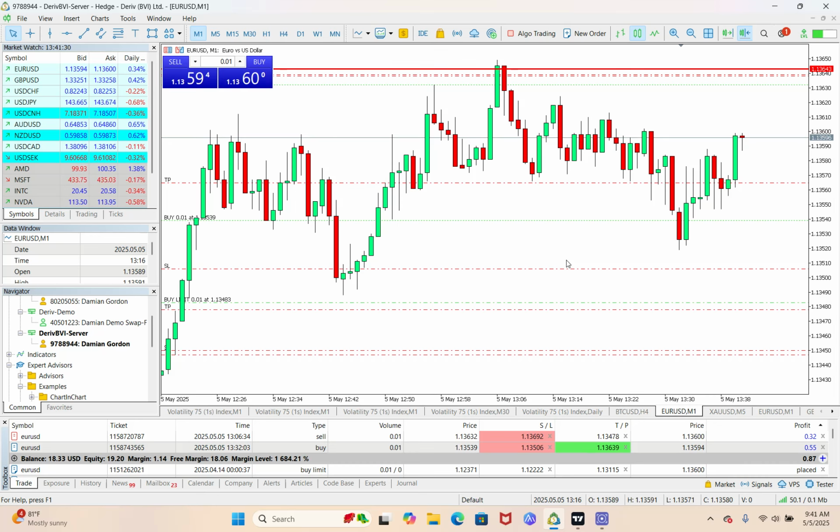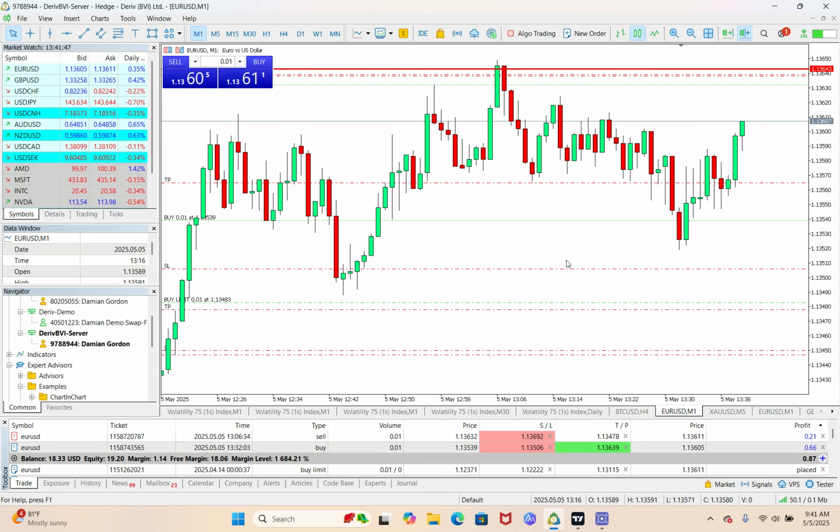Sellers are resisting. Buyers are trying to make a move. Sellers are resisting at the moment. Big move to the upside. Who will win?